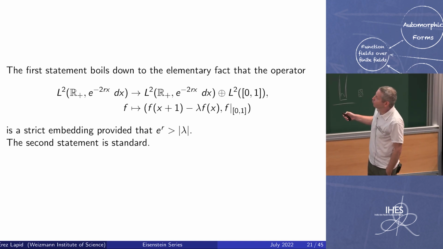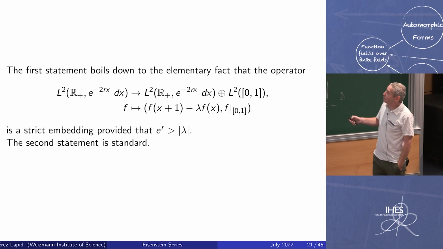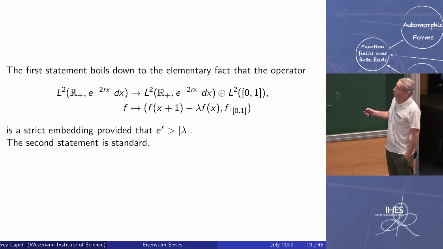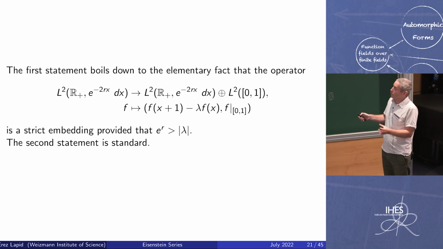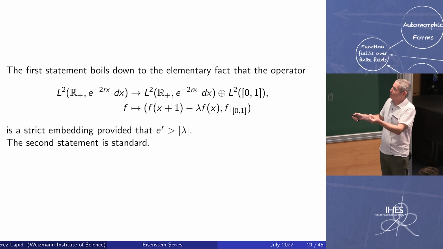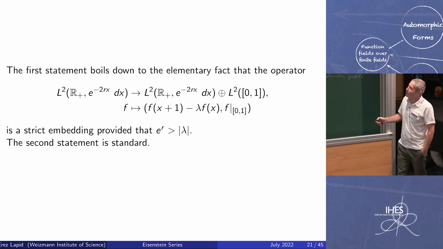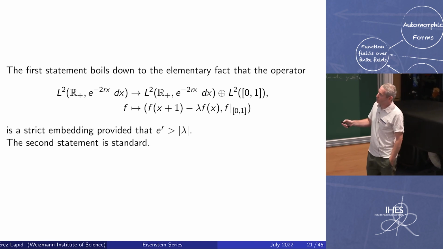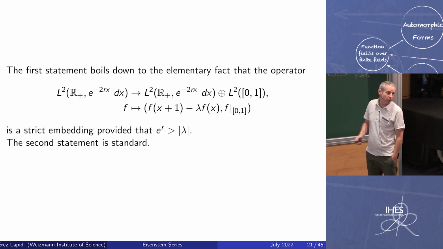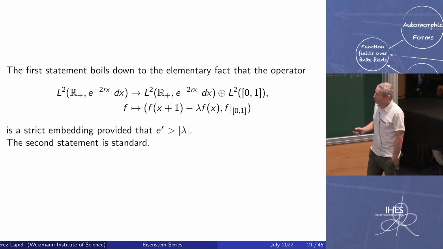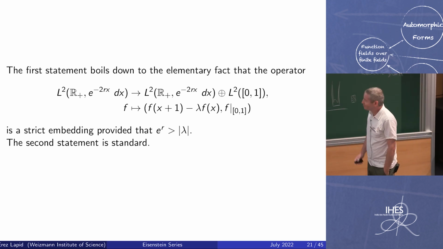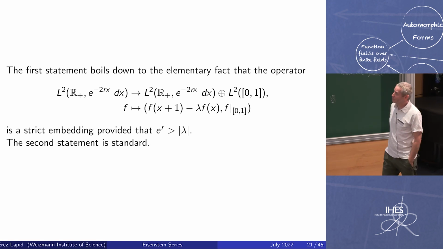So you have some difference operator, f of x plus 1 minus lambda f of x, and then you just restrict it to 0, 1. It is an injective operator, obviously, because if you know f of x plus 1 is equal to lambda f of x, it's enough to know f on 0, 1. But in fact, it's a strict embedding, provided that e to the r is bigger than the absolute value of lambda. It's a very elementary fact, and that's all it entails.